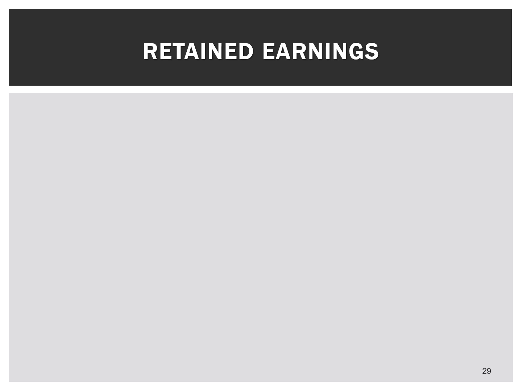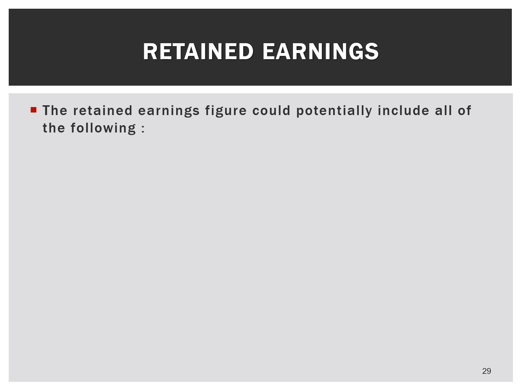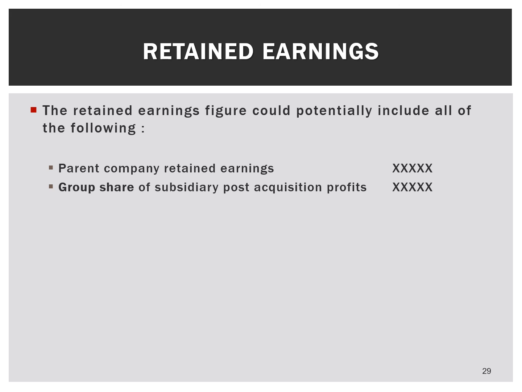The next figure that we need to calculate in the equity section is the retained earnings figure, and this is made up of a number of adjustments. We start off with the parent company's retained earnings figure straight from the parent company's statement of financial position. We then add on to that the group's share of the subsidiary's post-acquisition profits.